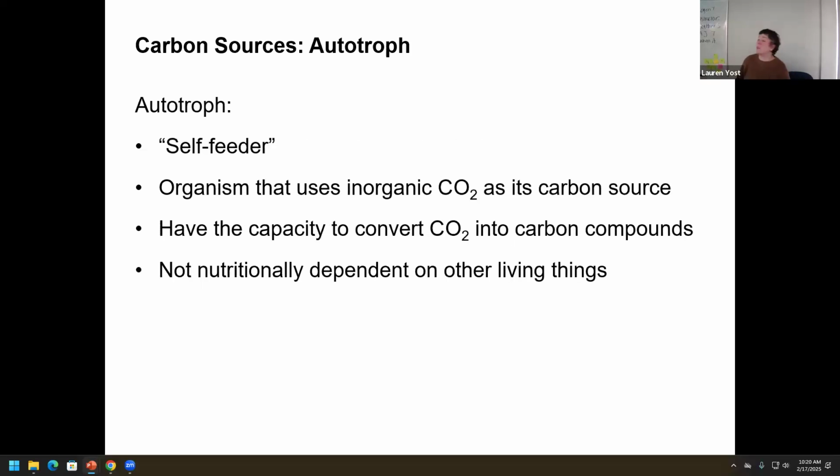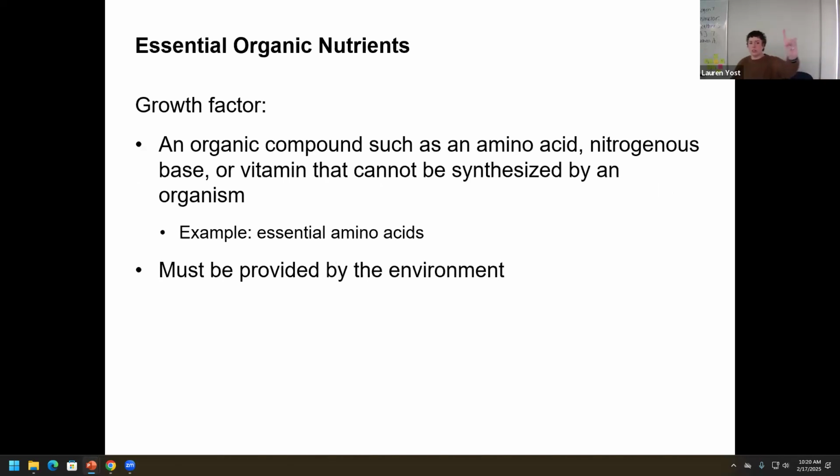Absolutely not all organisms are that way, because plants, for example, will use inorganic carbon dioxide and fix it into organic molecules. So they're able to take that inorganic carbon dioxide and turn it into organic molecules, and then we can eat them to get the organic molecules. Make sense? So autotrophs are able to take inorganic carbon dioxide and automatically turn it into organic molecules. The heterotrophs will eat a lot of different things to get those organic molecules. So that's our carbon sources.